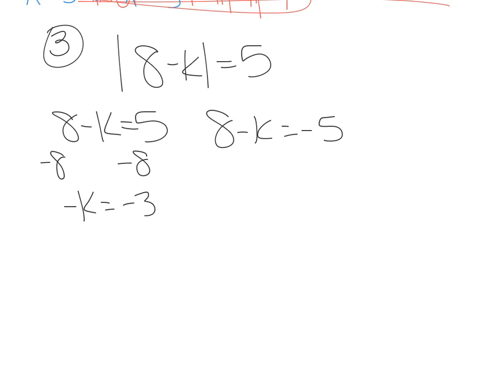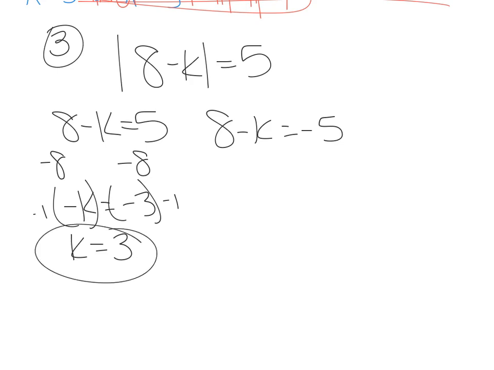-k equals -3. I don't want to know what -k equals. How do you get rid of that negative? You switch all the signs. Or what we're really doing is multiplying both sides by -1, right? Which is good to keep in mind when we start looking at inequalities.